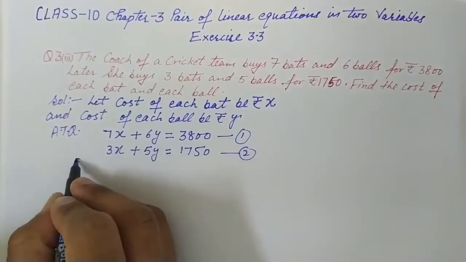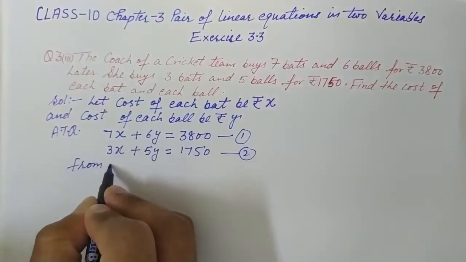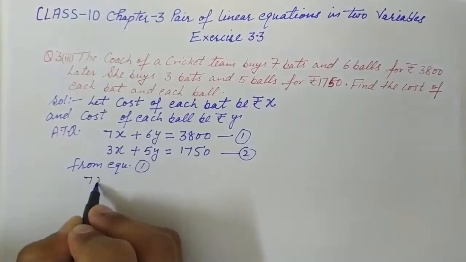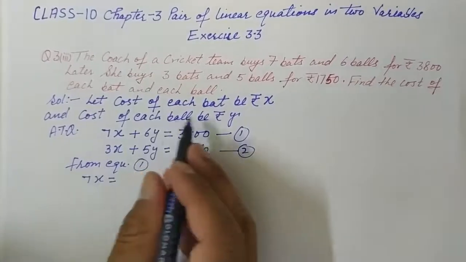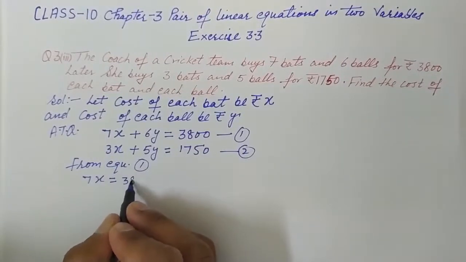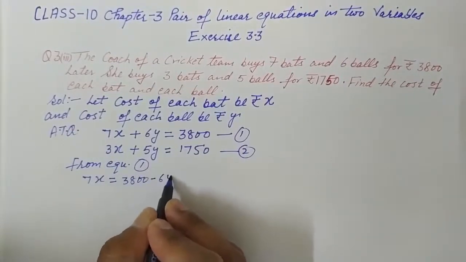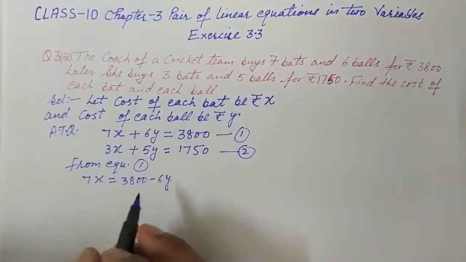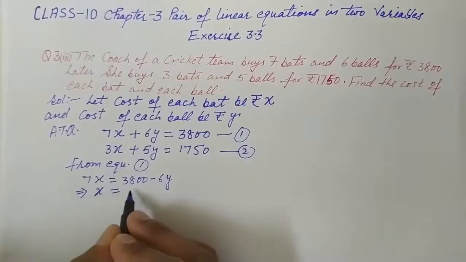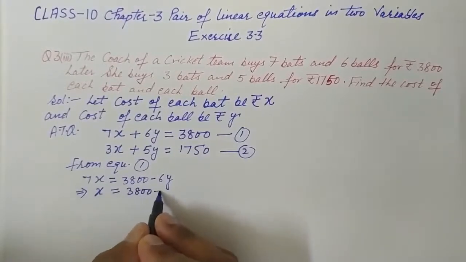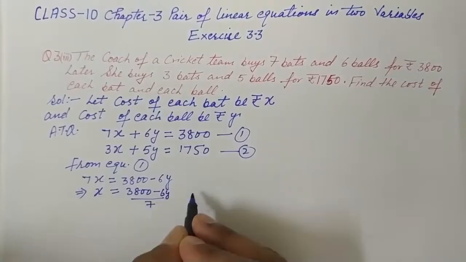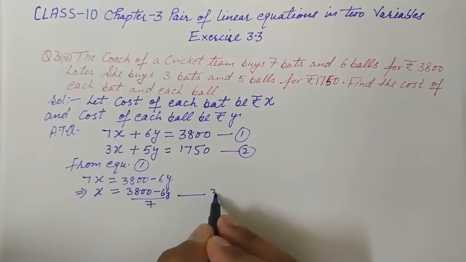So I'll write, from equation 1, 7x is equal to, take this 6y to the right hand side, so it becomes 3,800 minus 6y, and from here you can find out the value of x, so it becomes 3800 minus 6y over 7. Suppose this is equation number 3.